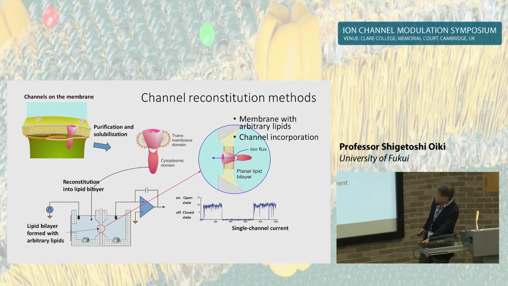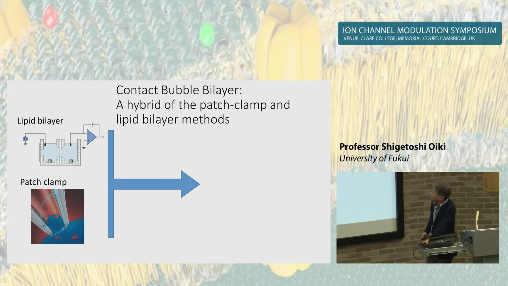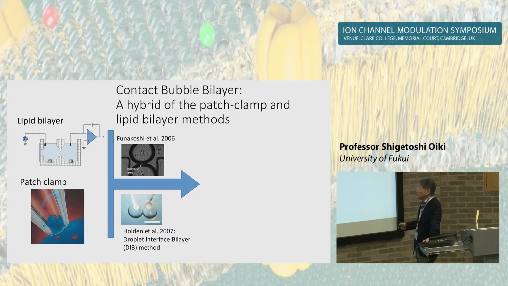So this method has been used for a long time, but we now developed and modified this classical method. Monolayer technology is a method to manipulate the bilayer membrane on a monolayer basis. We call it the contact bubble bilayer method, which is a hybrid method between the classical chamber method and the patch clamp. The method was already developed by Funakoshi's group and Bayley's group in 2006 and 2007.